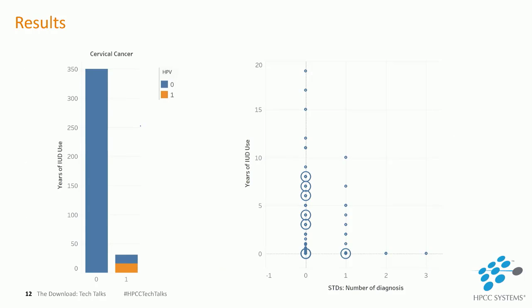As can be seen on the histogram, longer duration of IUD use appears to protect against cervical cancer and HPV infection. The orange represents cases with HPV. HPV infection was noted in cervical cancer cases with a shorter duration of IUD use. The scatter plot shows that the longer the use of IUDs, the lower the number of STDs noted. The larger circle depicts cervical cancer cases. No cervical cancer cases were seen with greater than 10 years of IUD use.